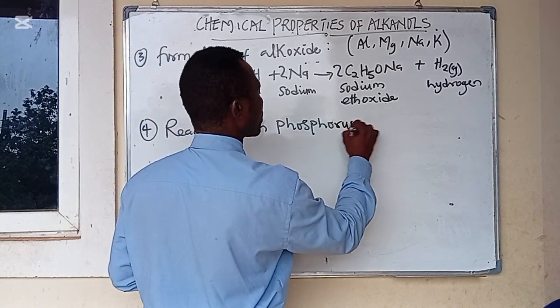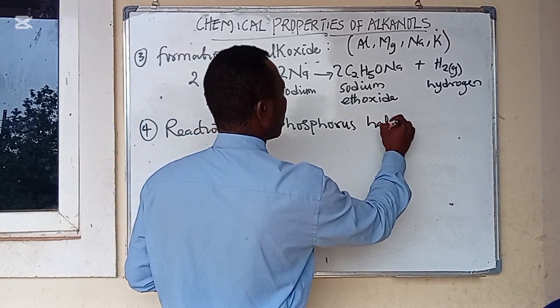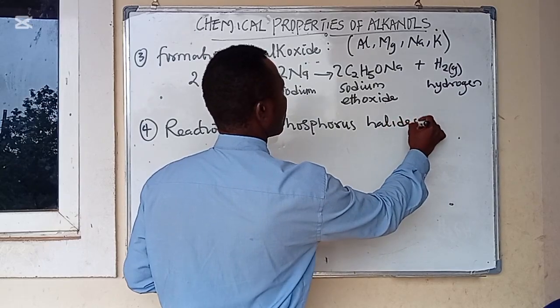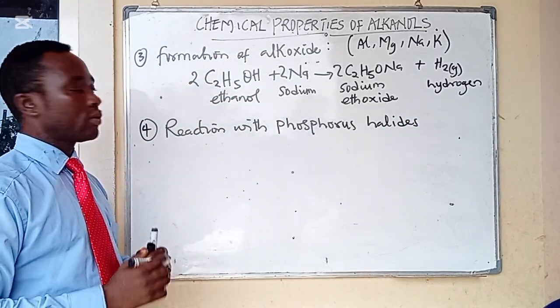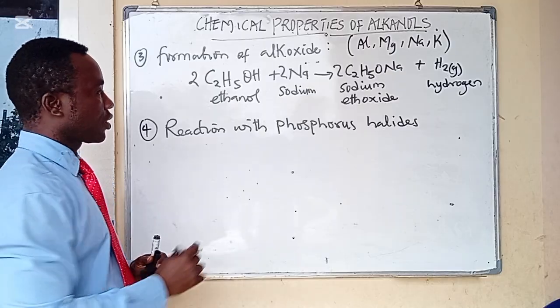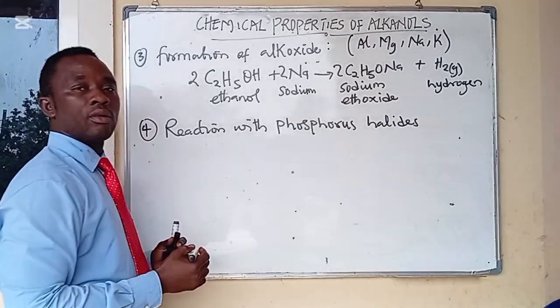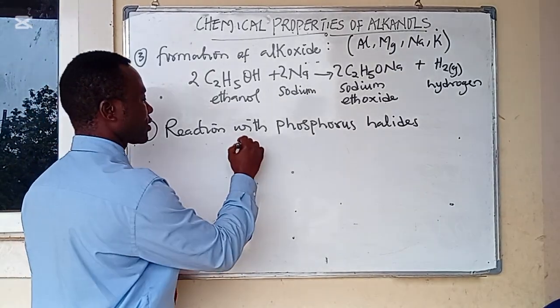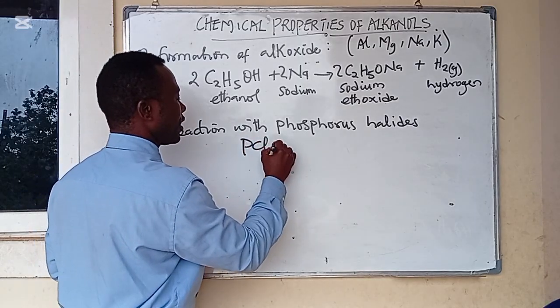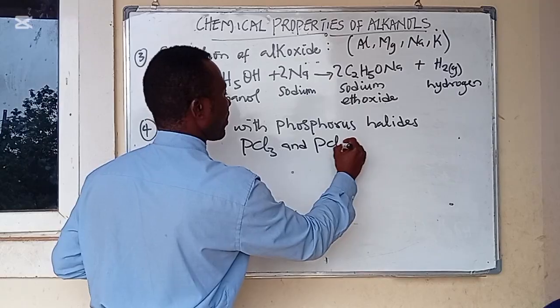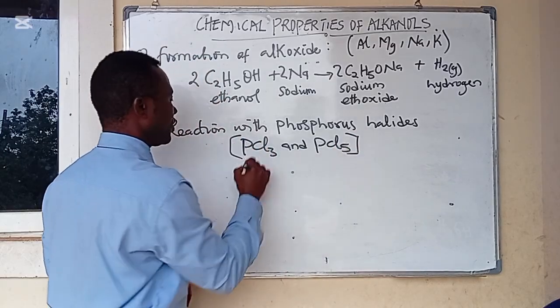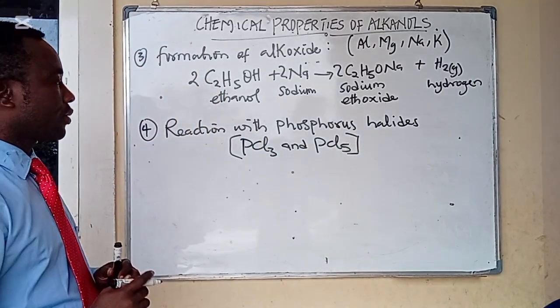Reaction with phosphorus halides. So alkanols can react with phosphorus halides. Examples of such phosphorus halides are PCl3 and of course PCl5. So any of these can react with alkanols.